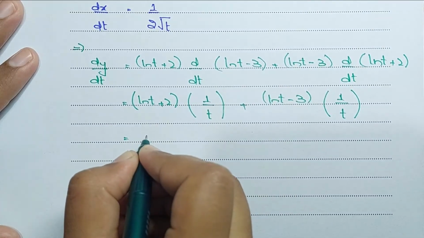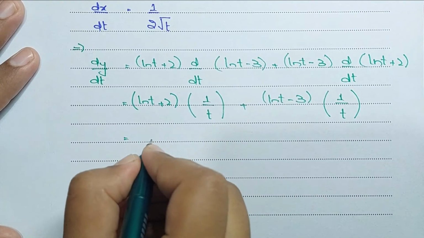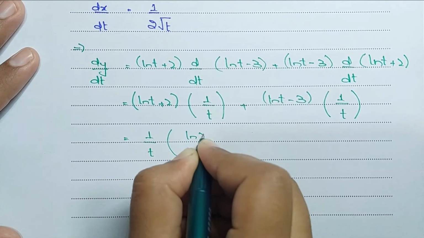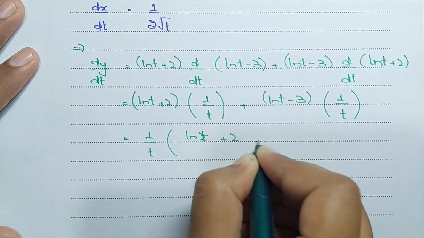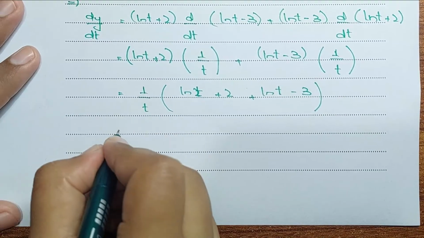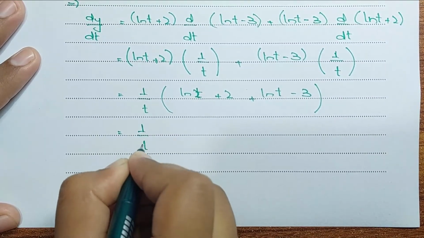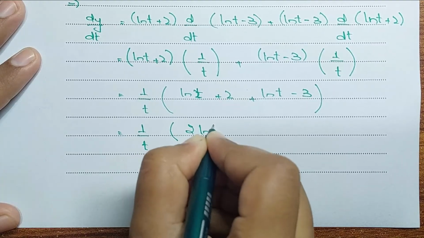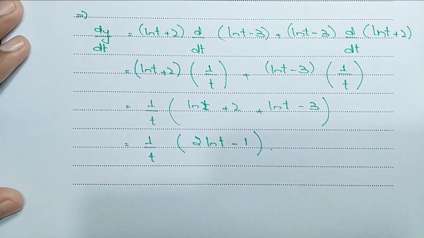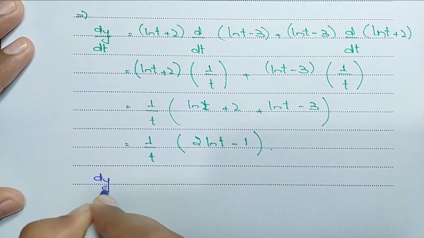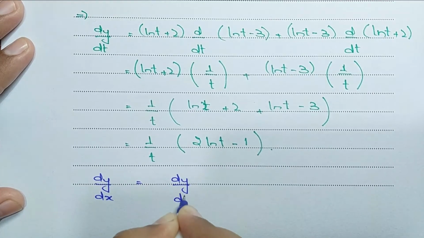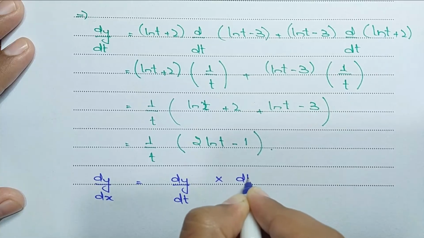Okay, so let me take 1 over t common, since it is common in both. We have ln t plus 2 plus ln t minus 3. Okay, again 1 over t is common. We have 2 times ln t and negative 1. This would be the derivative dy over dt. Let me apply the chain rule. dy over dx is dy over dt times dt over dx.